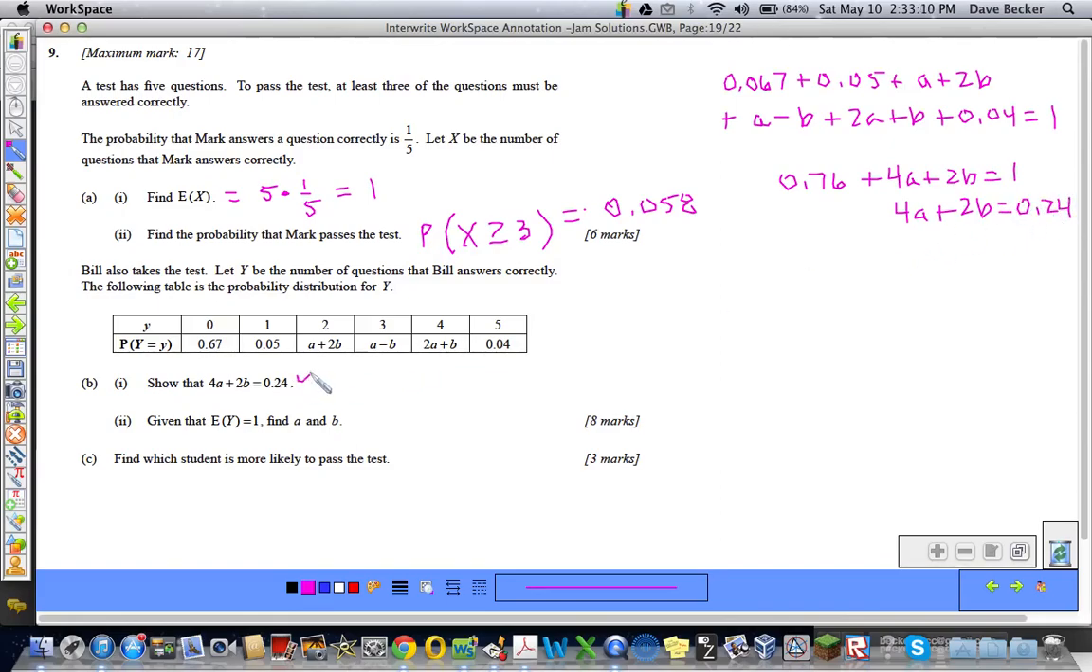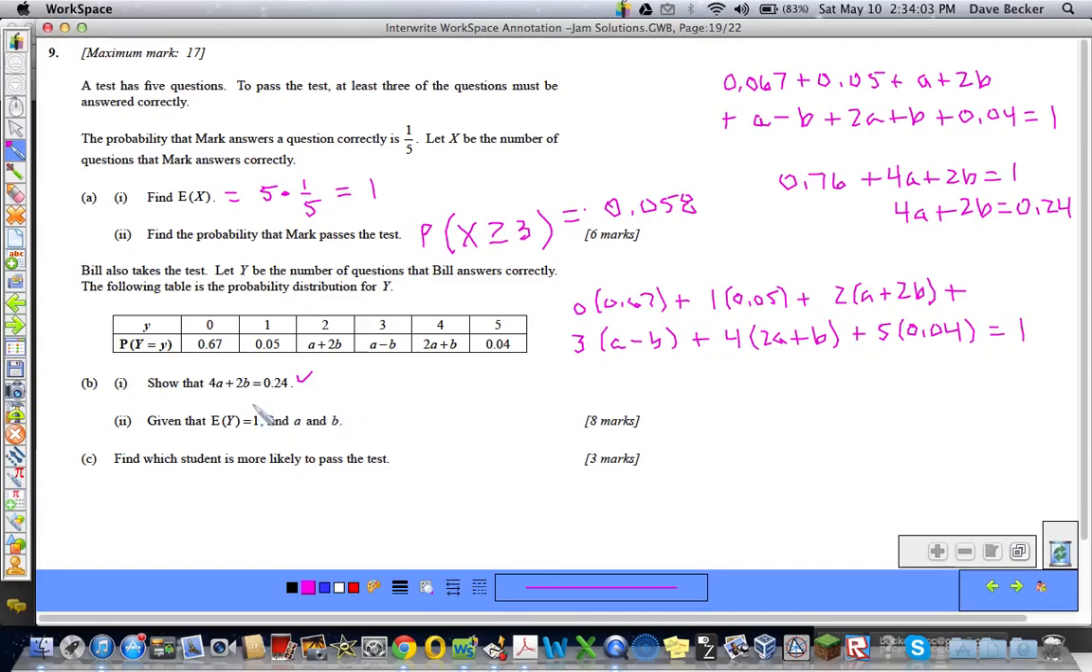Bam! All right. Given that the expected value of y is equal to 1, find a and b. Okay. Well, that's not so bad. We just take the expected value here times its probability, and that should be equal to 1. So we would say 0 times 0.67 plus 1 times 0.05 plus 2 times a plus 2b plus 3 times a minus b plus 4 times 2a plus b plus 5 times 0.04. That must equal 1 according to what they have told us.